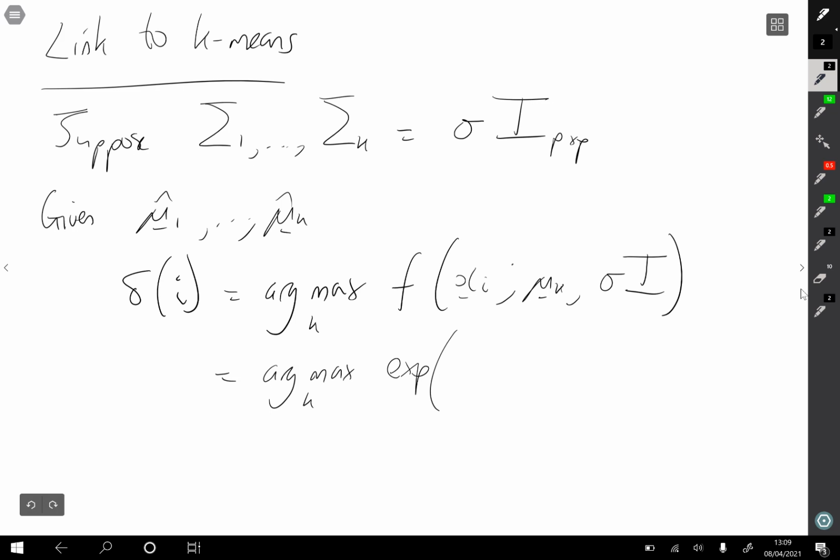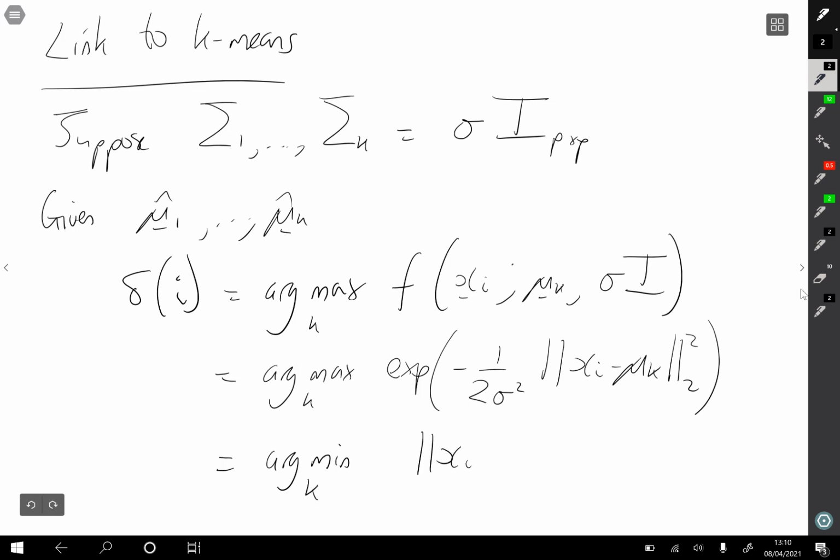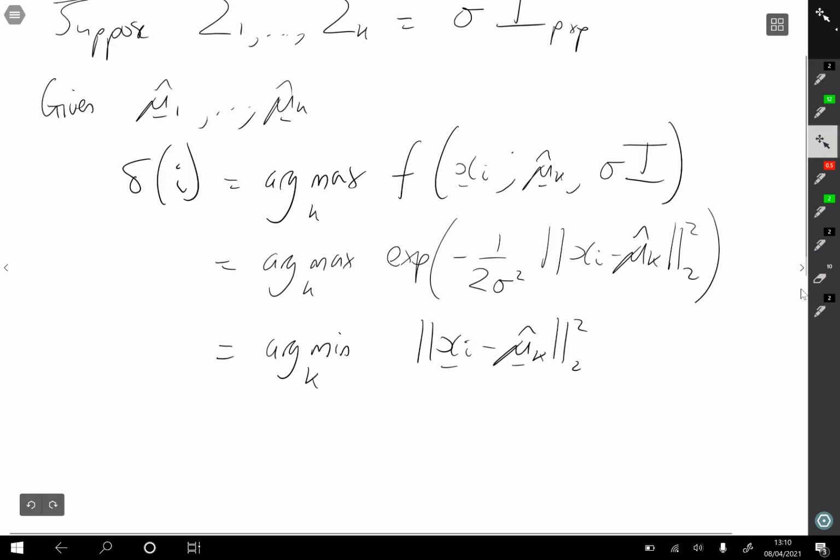So this is going to be the same as the value of k that maximizes the difference between xi and mu k squared, if you think about what the Gaussian probability density function is. And we can see here that this is the same as the value that minimizes with respect to k the distance between xi and mu k. I've got some hats here, didn't I? Okay, so what is this?